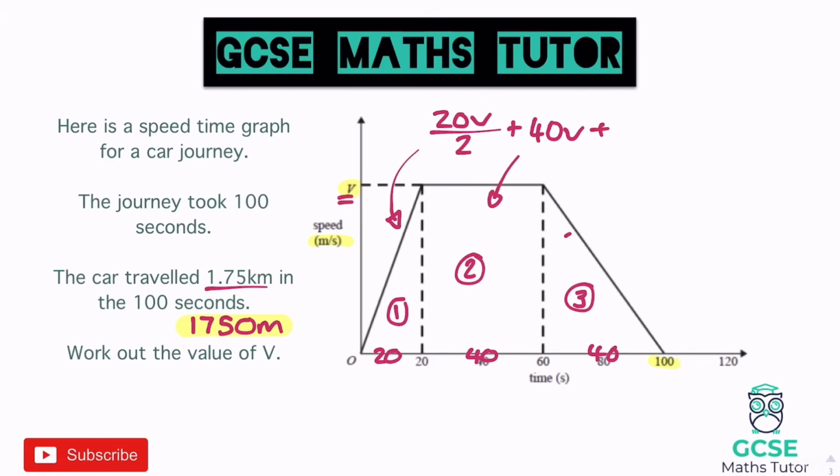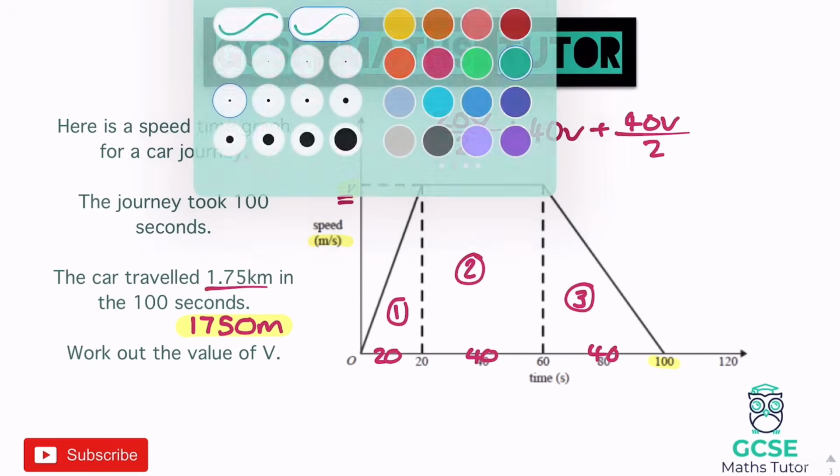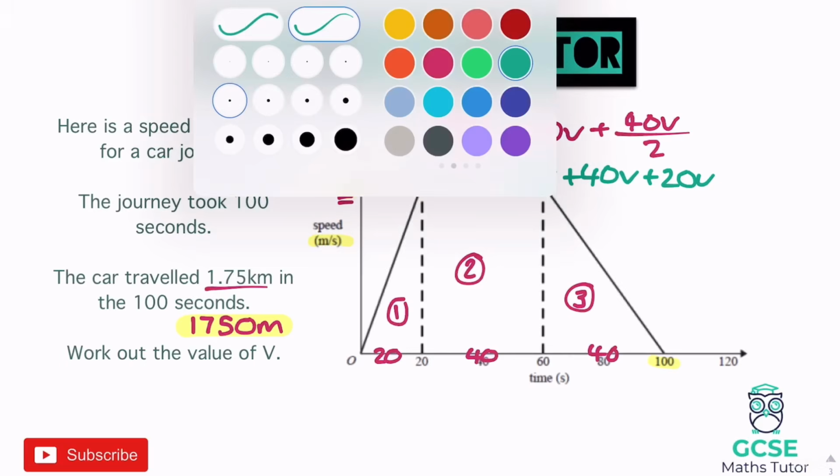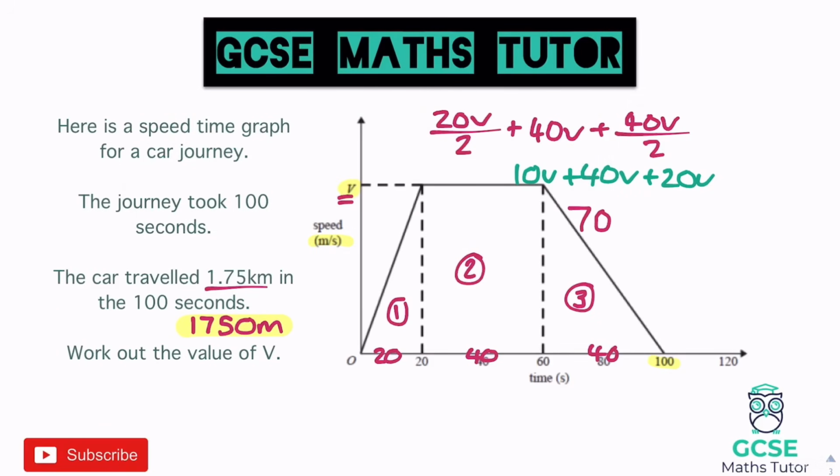And then for the final one, this final triangle here, treating that in the same way as the first one, we've got base times height, so 40 times V, which is 40V, and again, halving that, so 40V over 2. Again, you could halve the base and then times it by the height if you want, but I'm just going to do it in this way. So 20V divided by 2 is going to halve that, so 10V. So we've got 10V plus 40V. Half of 40V is 20V. There we go. And if we add those all together, what do we get? We get 10 plus 40 plus 20, which comes out as 70. So there we go, 70V.